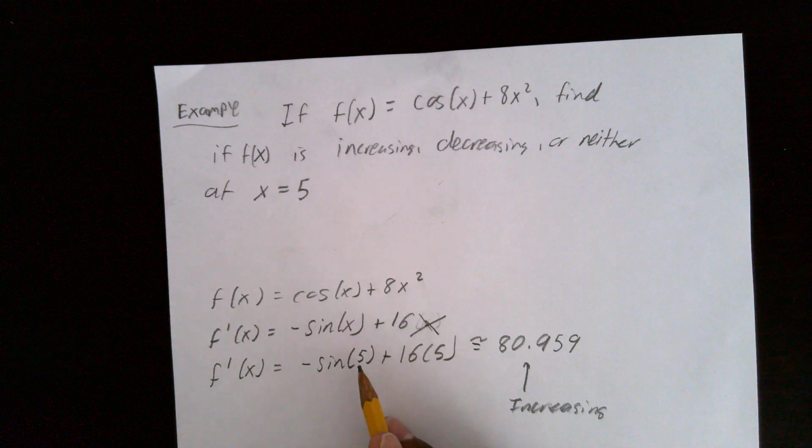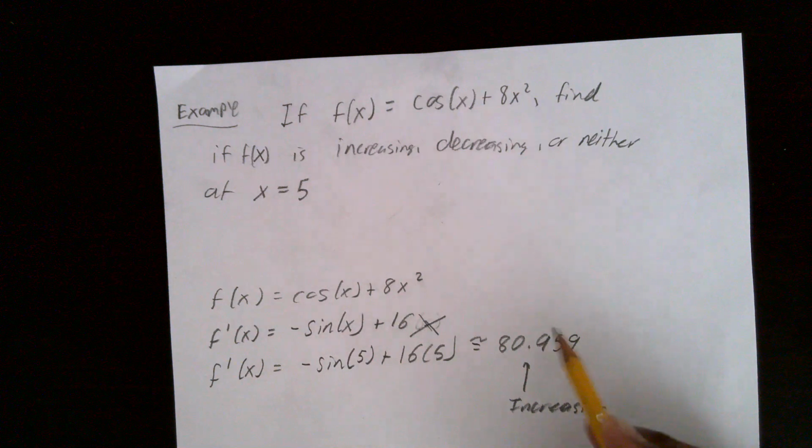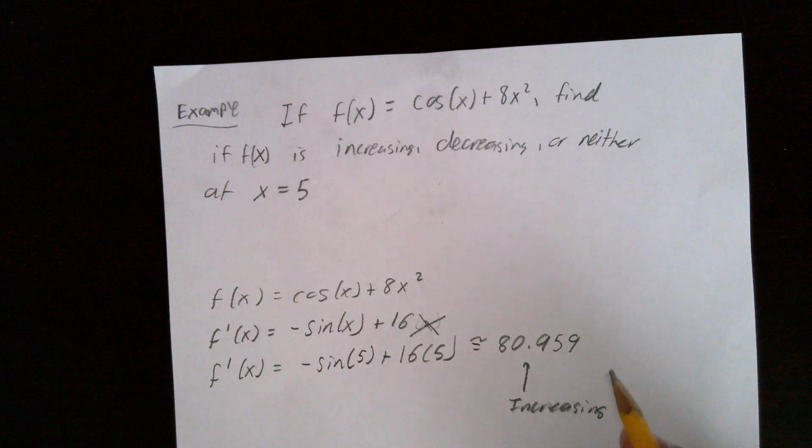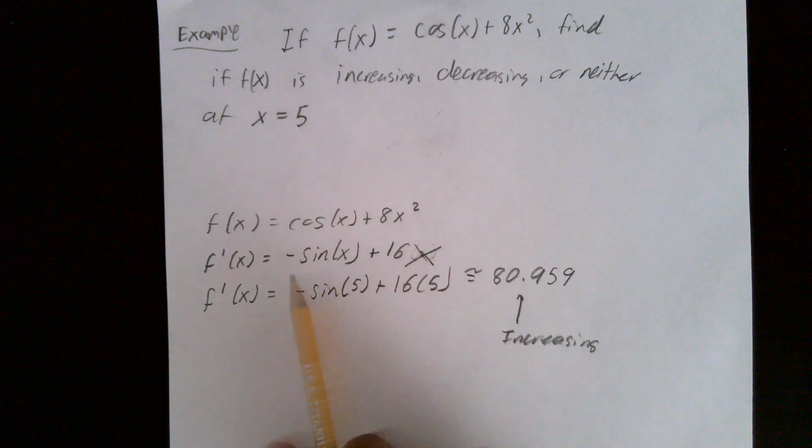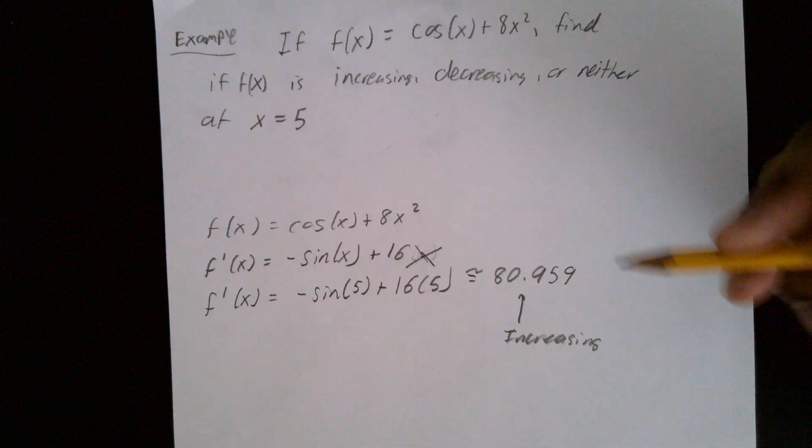So if you do it in degree mode, you're going to get a wrong answer. So just remember that. In calculus, you're going to be using radians. So you get 80.959. That's positive, and so therefore you're increasing at that point. So the function is increasing at x equals 5. I didn't draw a graph here, but hopefully you can figure this out now just by taking the derivative and then plugging in.